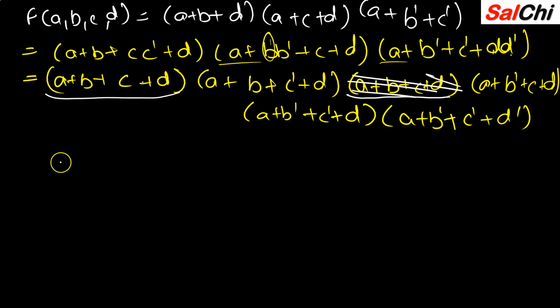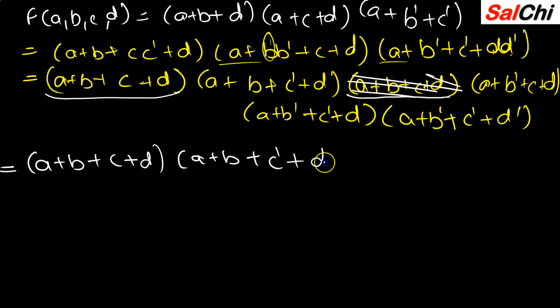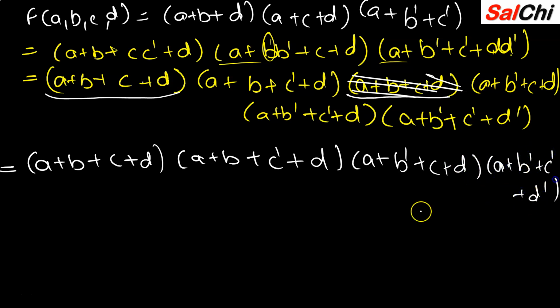Okay, in the next line, see if another duplicate you can get out here. No, I didn't find any other duplicate, so just write them as it is. In the new line, it is A plus B plus C plus D, and then it is A plus B plus C complement plus D, and then it is A plus B complement plus C plus D, then it is A plus D complement, B complement, C complement plus D complement, and the last one is A plus B complement plus C complement plus D complement.